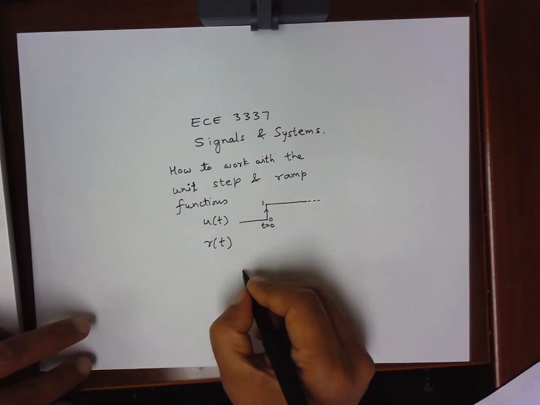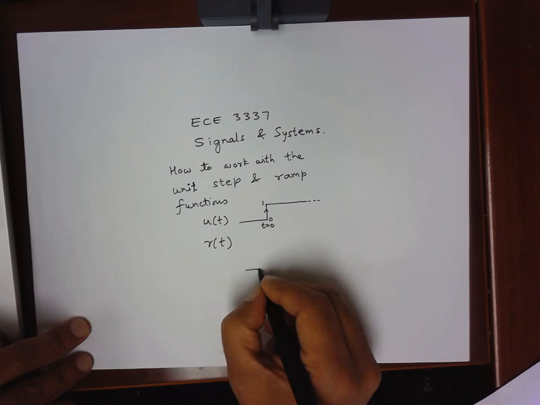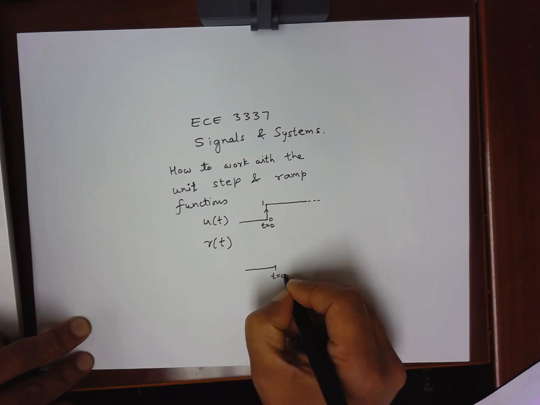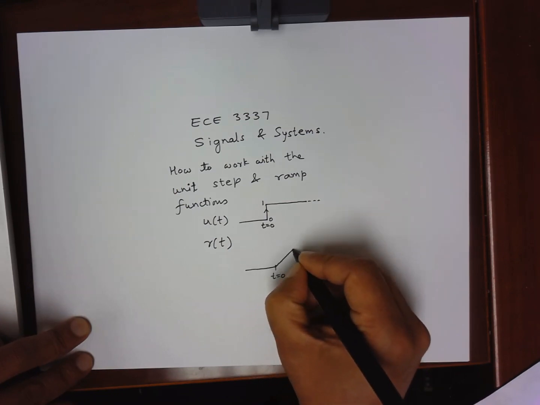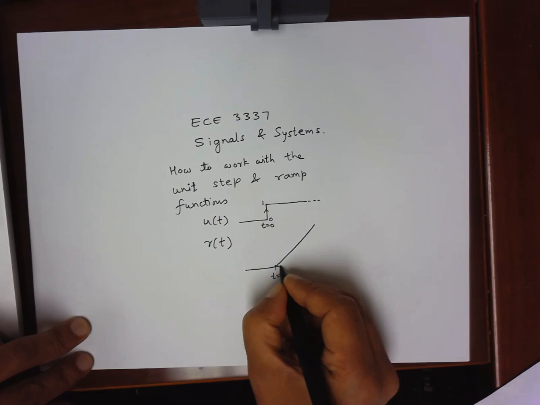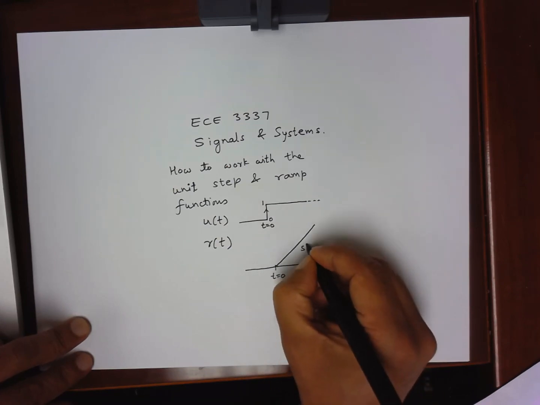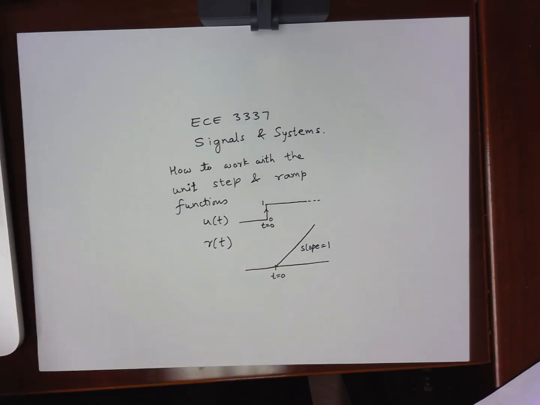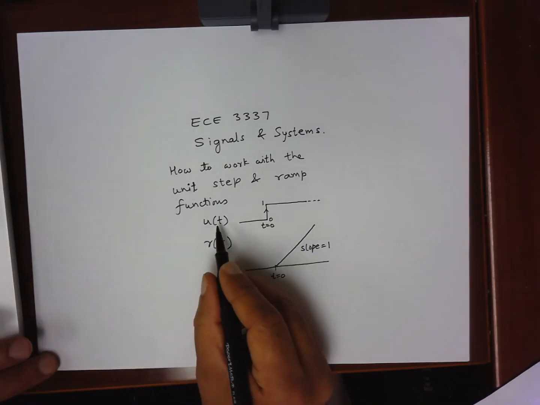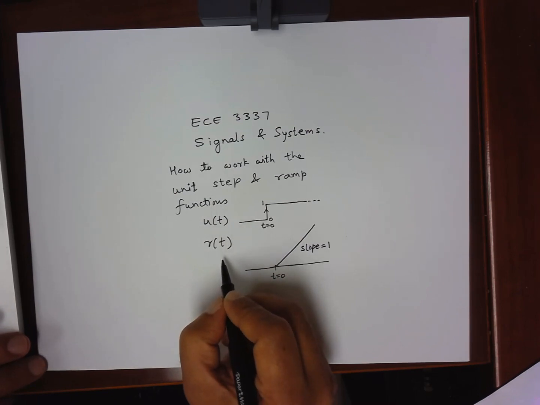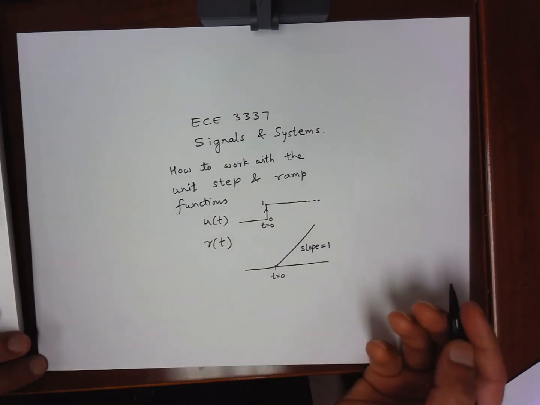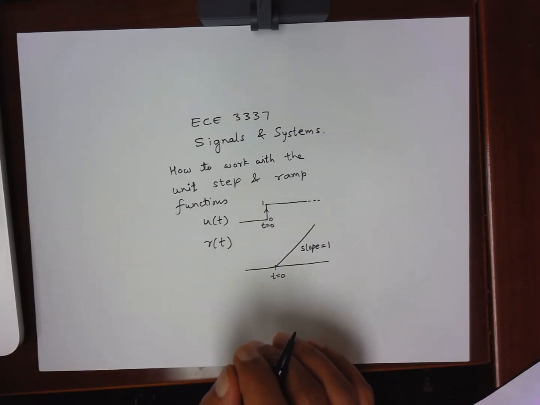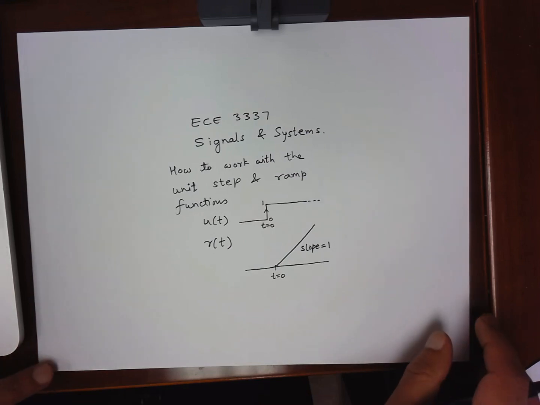Now the ramp function is like the integral of the unit step function. It's 0 all the way until t equals 0, and then it starts to increase at a steady rate. The slope of this function is 1, and it's denoted r of t, for ramp of t. Using the unit step and the ramp function, we can build other waveforms. I thought I'd go over a few examples and a few comments on how to think that through.